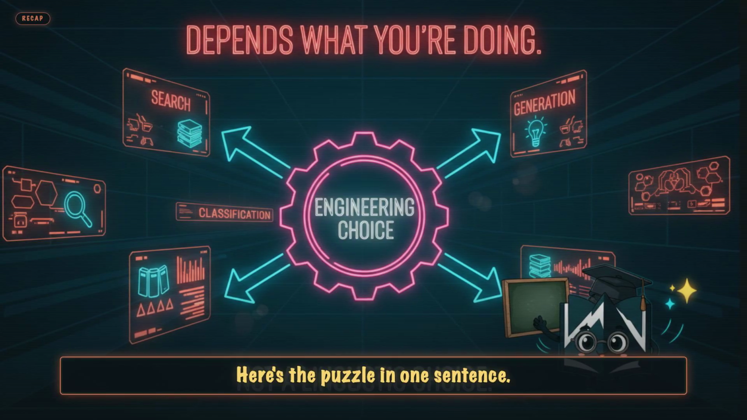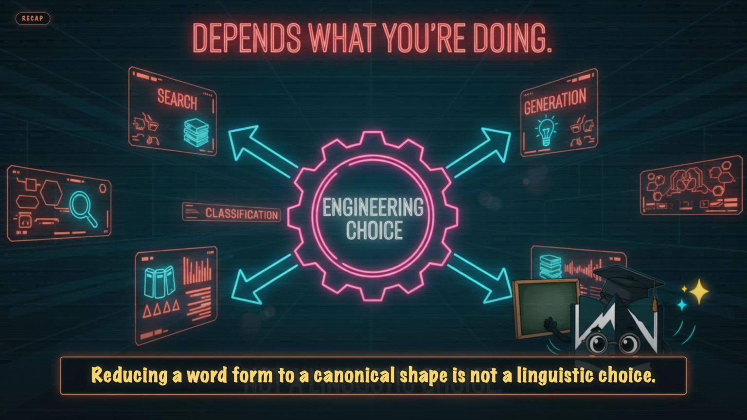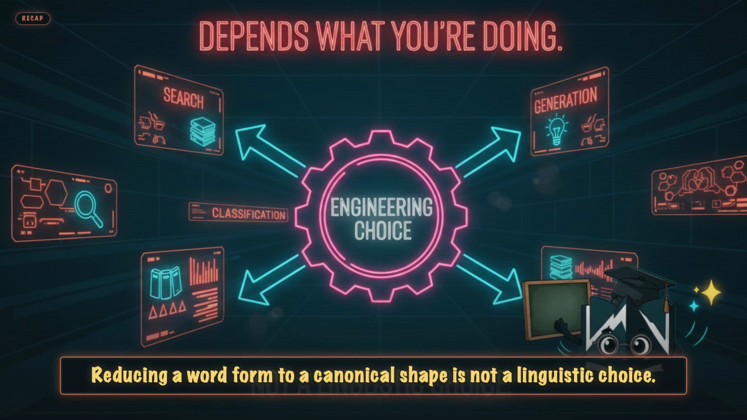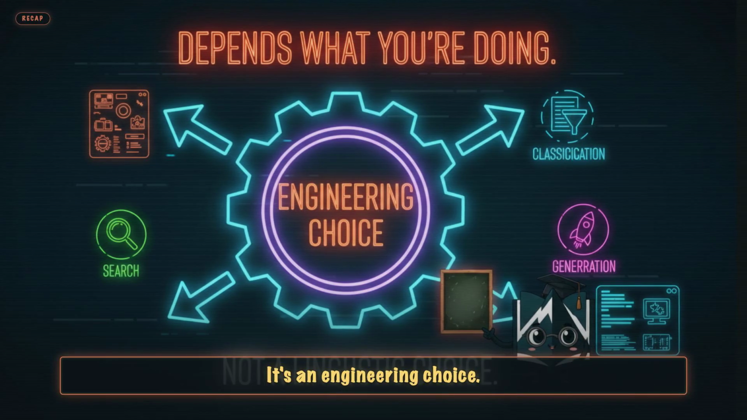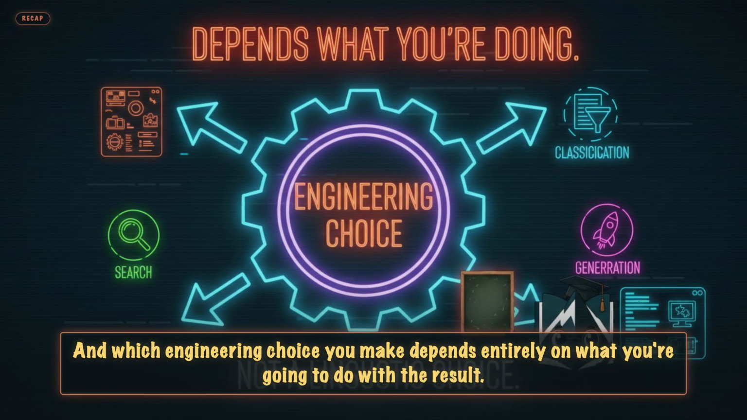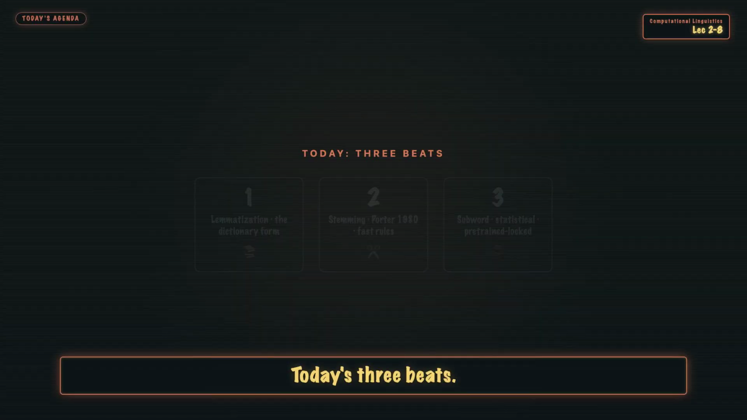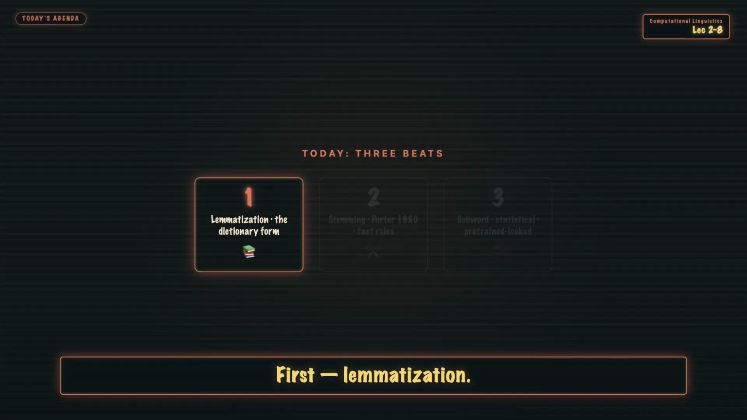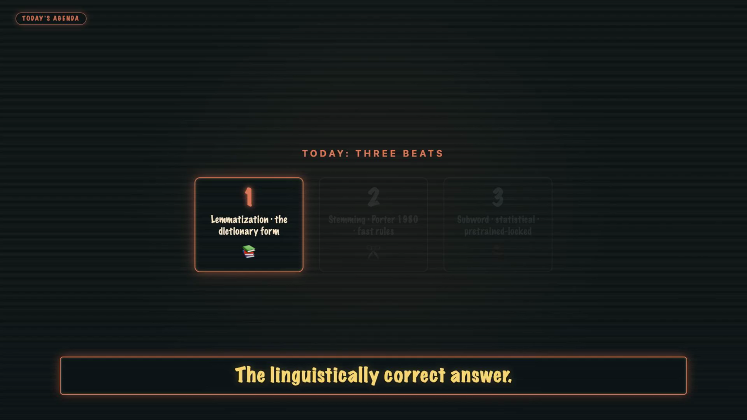Here's the puzzle in one sentence. Reducing a word form to a canonical shape is not a linguistic choice. It's an engineering choice. And which engineering choice you make depends entirely on what you're going to do with the result. Today's 3 beats. First, lemmatization, the linguistically correct answer.